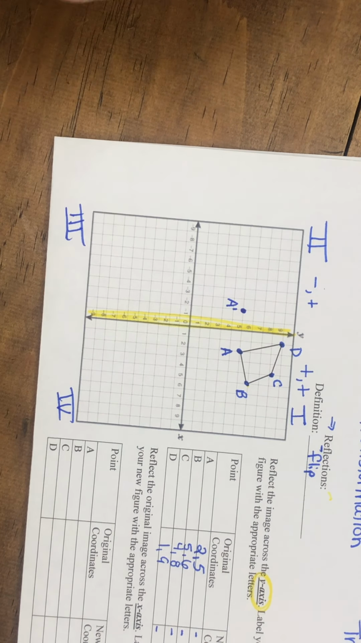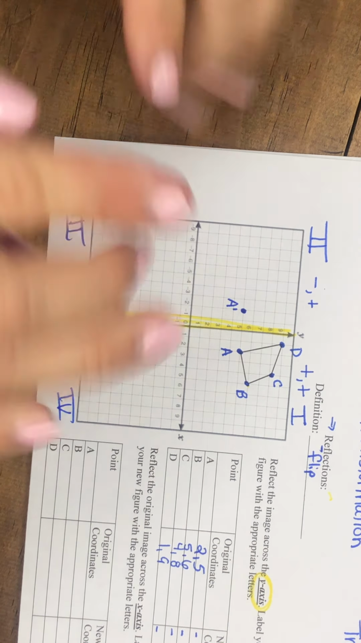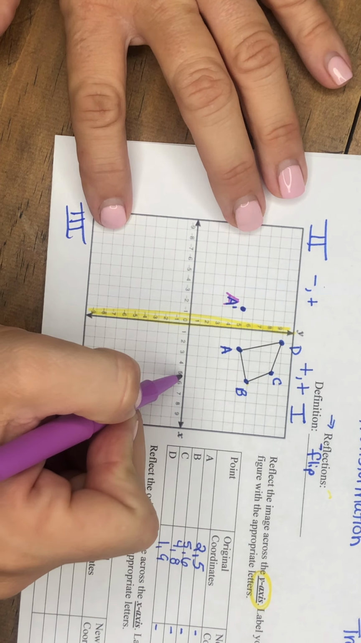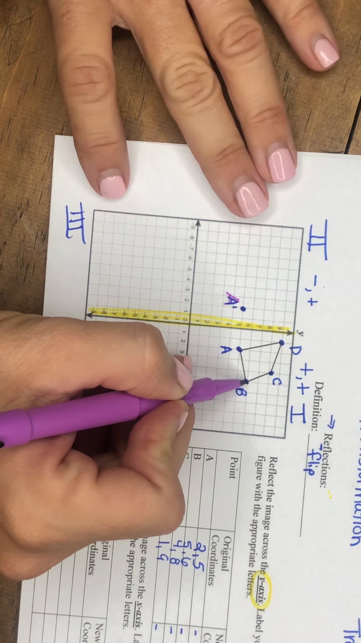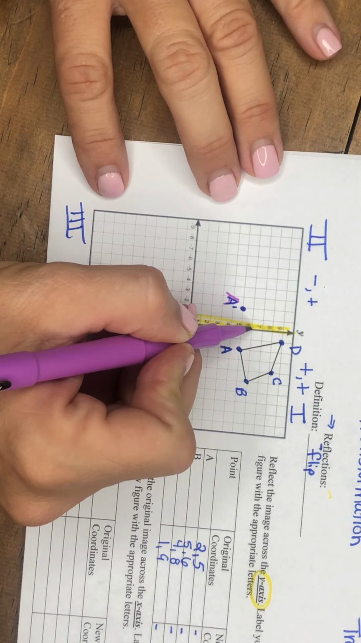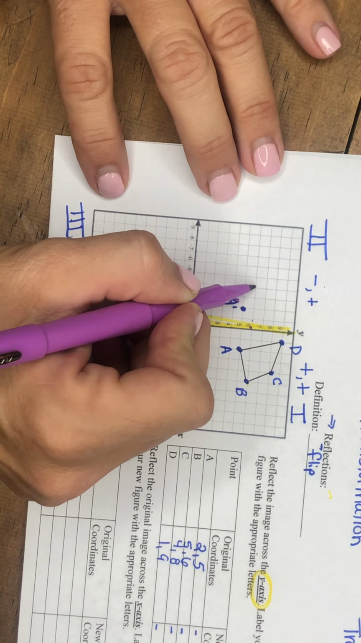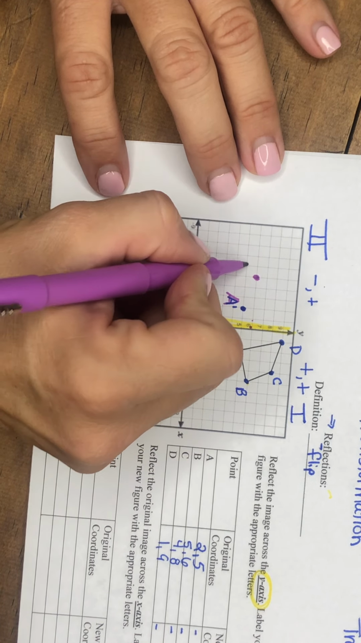Let me do that one in a different color. Okay, we're gonna do it in that color. Okay, B. If B is 5 to the right, I have to go 5 to the left from the reflection line. 1, 2, 3, 4, 5. So now I have B prime.